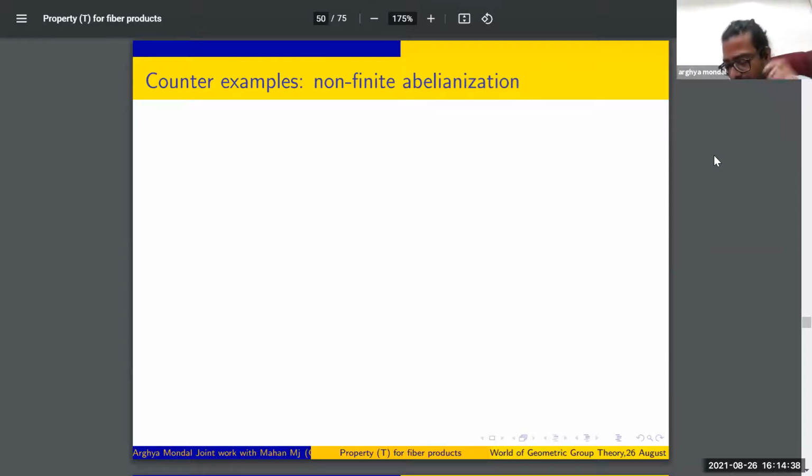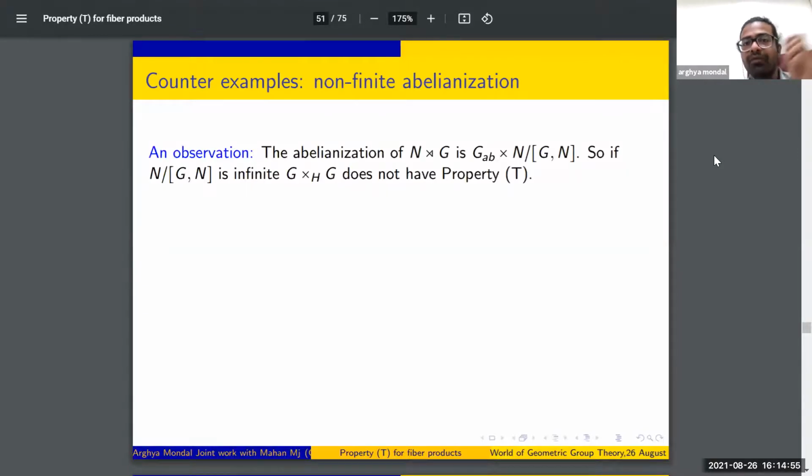Now let us give an example in the world of hyperbolic groups. There are a lot of hyperbolic groups which have property T. We will again use the special case of fiber products of two copies of the same map. In this case, we know that it can be written as a semi-direct product. So what is the abelianization of this semi-direct product? The abelianization is the abelianization of G times N mod the commutator subgroup of G and N. So if N mod [G,N] is infinite, then it will contradict the finite abelianization property, and therefore the fiber product will not have property T. So if we have a good handle on the action of G on N, then it may be possible to compute N mod [G,N].